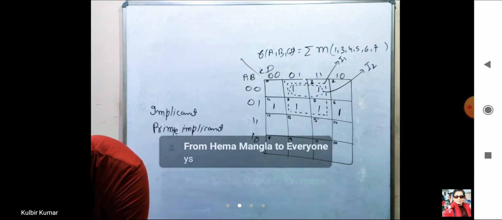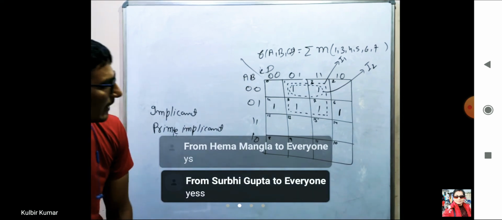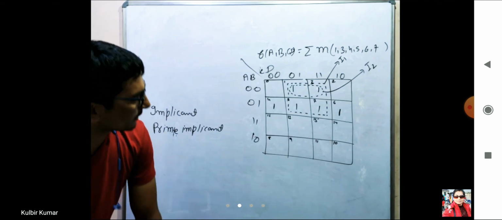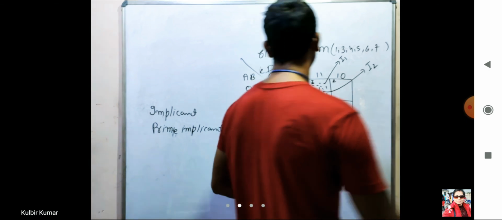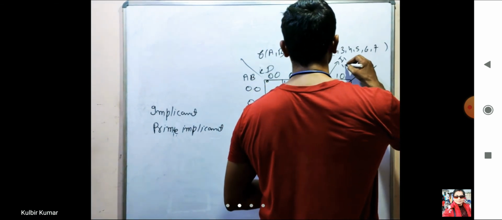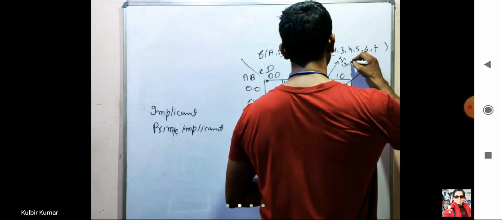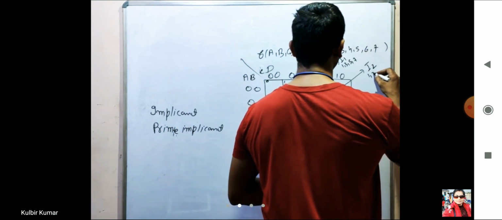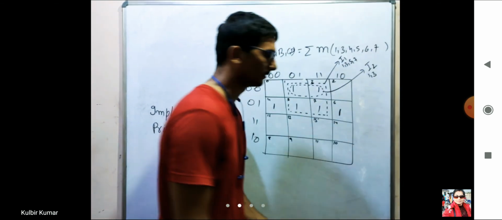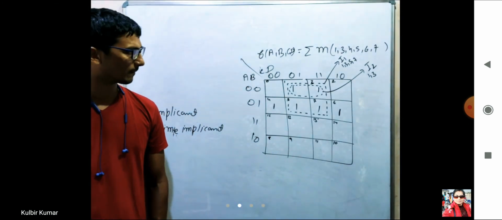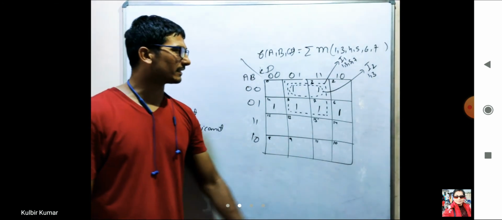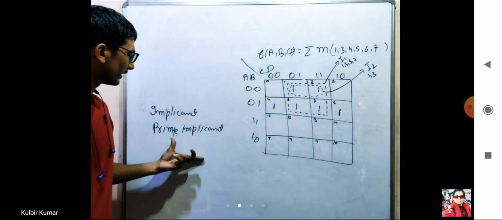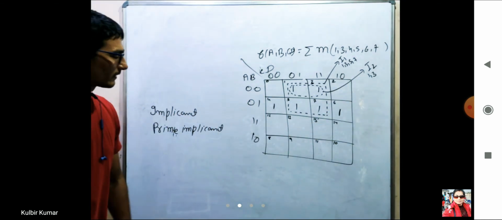Which cells have I taken in implicant I1? I took cell numbers 1, 3, 5, 7. Which cells have I taken in implicant I2? Cell number 1 and cell number 3. That's it. Right? So I think I can say implicant I2 is a proper subset of I1. So first of all, I think the definition of implicant is clear to everyone.